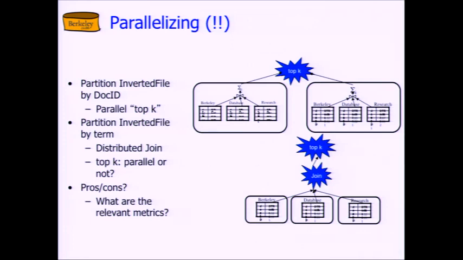Right? So that's kind of nice. The rest of the cluster doesn't have to work on this query, only the nodes that have data that's relevant for this query. So the work partitions down to subsets of the nodes. All right, but we do have to do this parallel join.